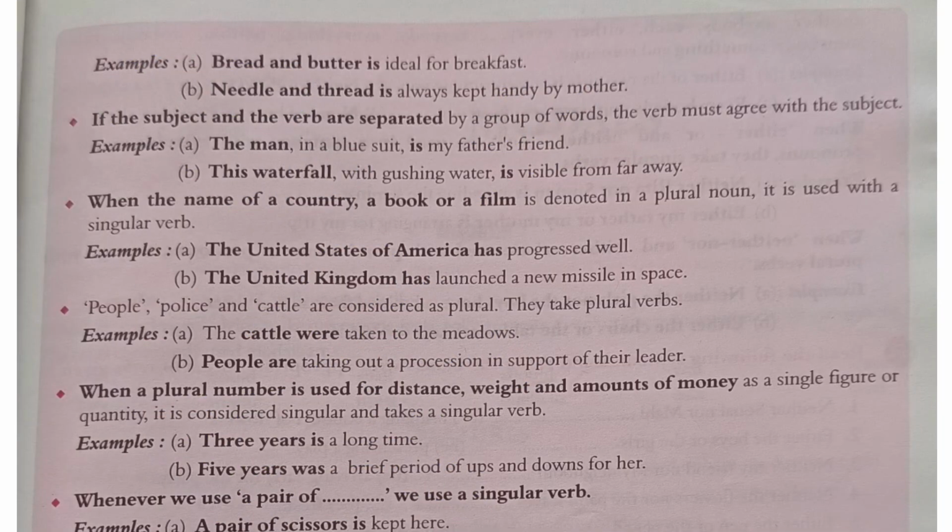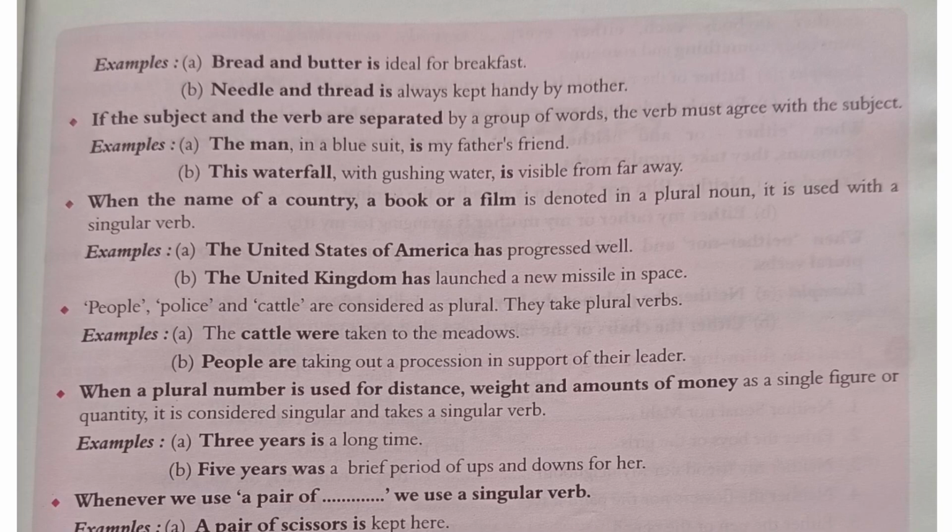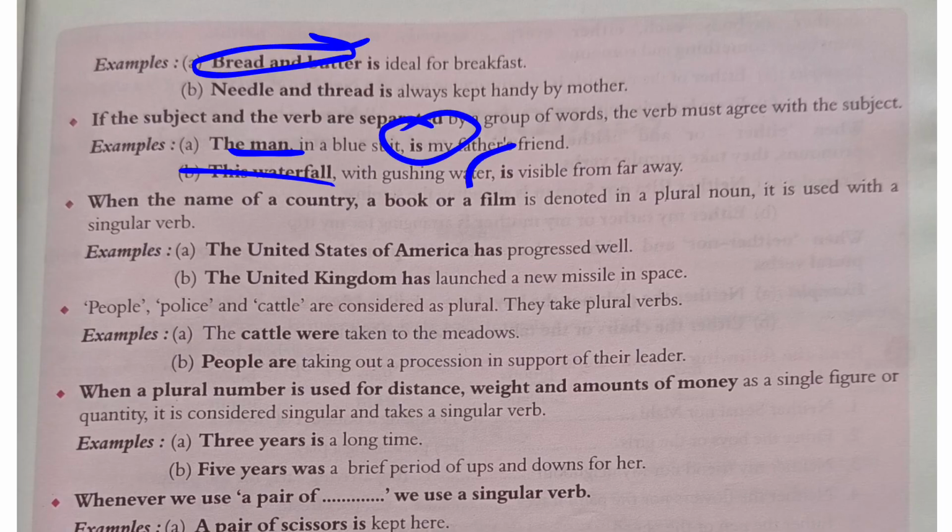Next, you can read some examples. For example here, bread and butter. Bread and butter is ideal for breakfast. तो इन दोनों को एक में ही count किया जाता है. ठीक है. Next is if the subject and verb are separated by a group of words, the verb must agree with the subject. अब यहाँ पे देखो man जो है वो अलग हो गया. The man, इसके बाद comma लगा के उनको separate कर दिया गया, तो man के हिसाब से verb आ जाएगा is. The waterfall है, waterfall भी separate किया गया, तो उसके according is का use करेंगे.